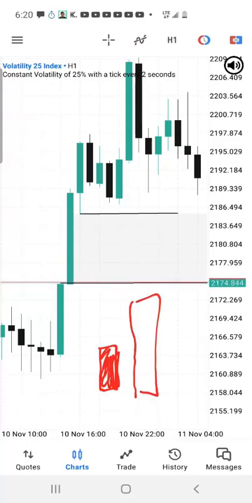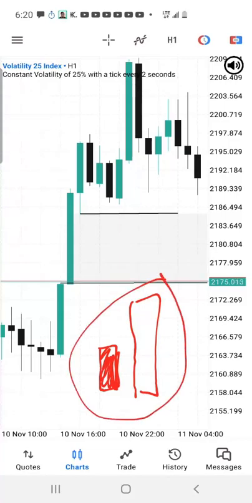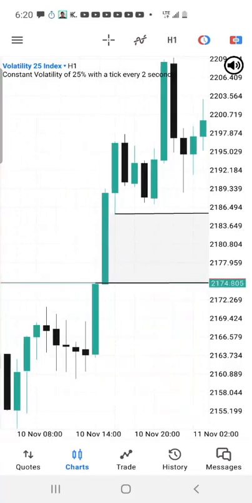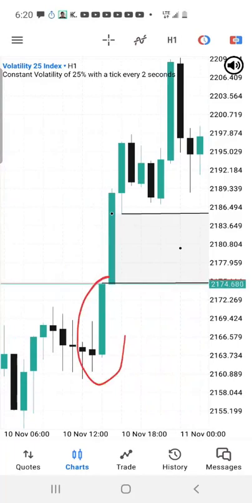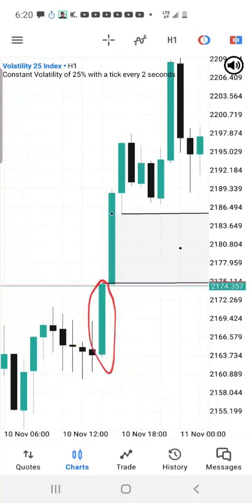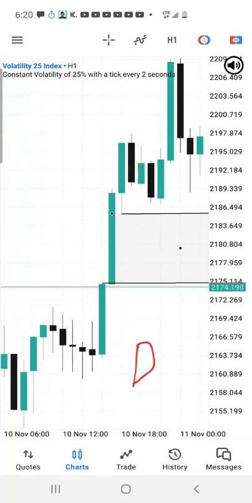What is an order block? An order block is when a little candlestick is overshadowed by a longer, bigger candlestick. For example, this is an order block. As you can see, this little candlestick here is overshadowed by this long candlestick. An example of an order block is this. As you can see, this little candlestick here is overshadowed by this big candlestick. So an order block comprises two candlesticks, a small candlestick that is overshadowed by a longer candlestick, as you can clearly see here.